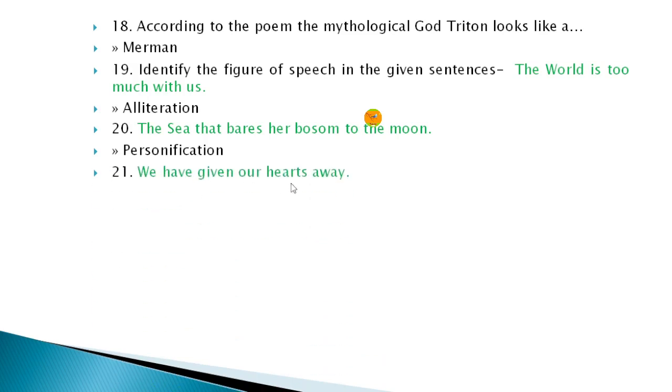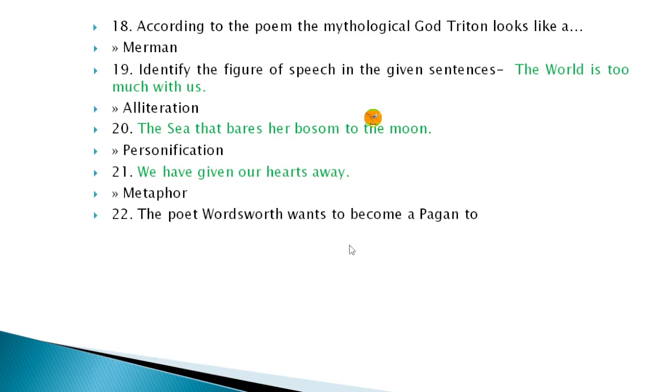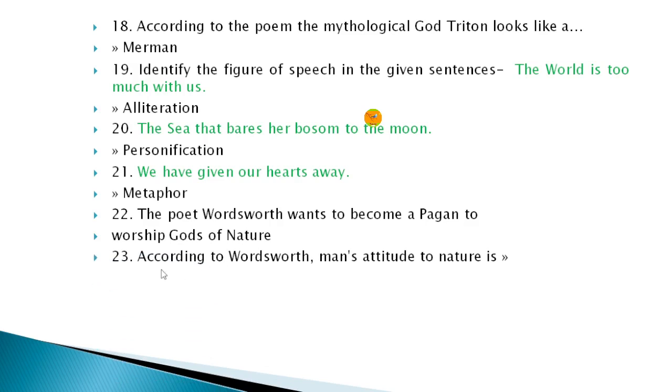Next, we have given our hearts away. Here the figure of speech is metaphor. Next, the poet Wordsworth wants to become a pagan, to worship the gods of nature, to worship nature. 23. According to Wordsworth, man's attitude to nature is now indifferent. Indifferent means lacks interest. They are indifferent about the connection with nature, and they are leading a life aloof from the natural world.